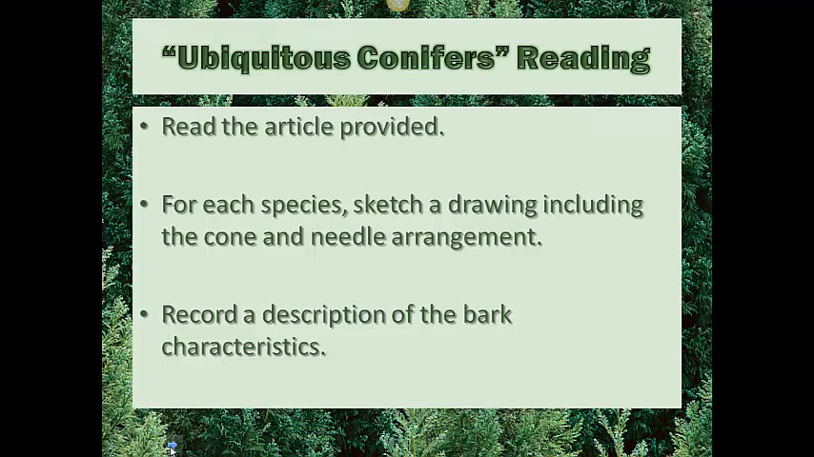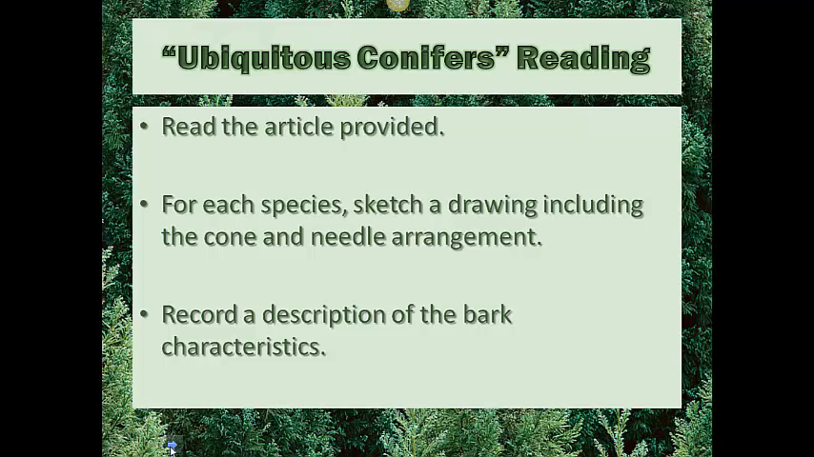The first thing you're going to be doing in class to get introduced to these conifers is read an article called Ubiquitous Conifers. Ubiquitous means all over, can be found anywhere. This was from a publication of the Minnesota DNR quite a few years ago, and so it focuses on Minnesota conifer species. In class, first read the article provided, just read it to yourself. They go through, I think, 5 or 6 species of conifers.